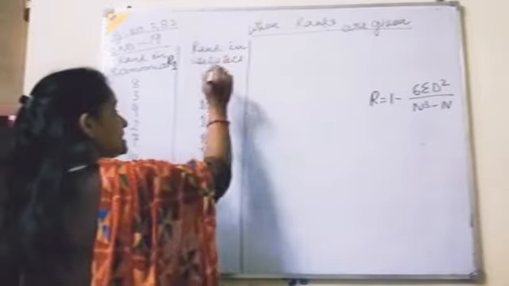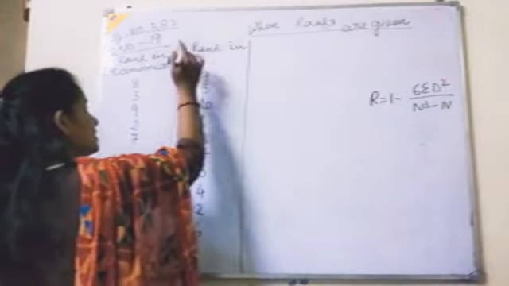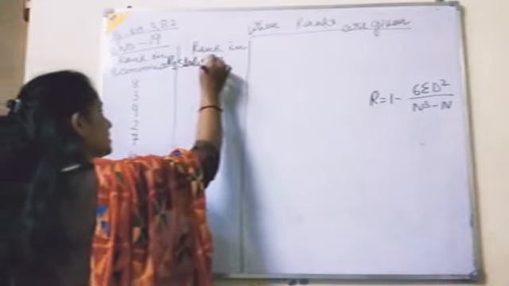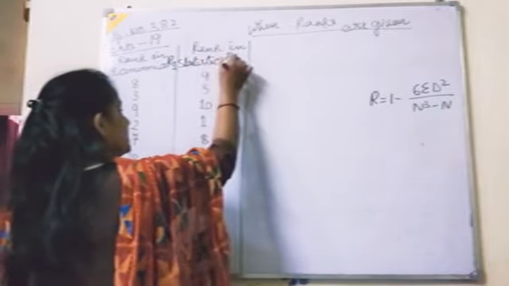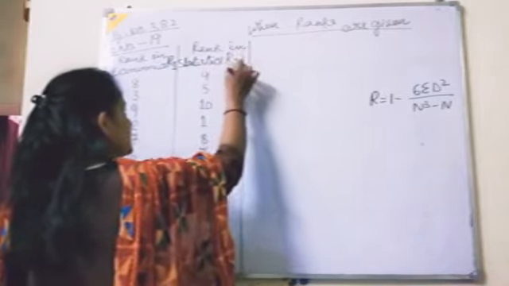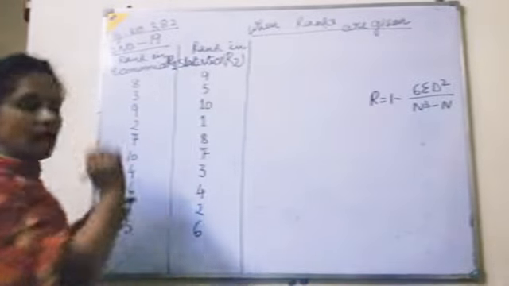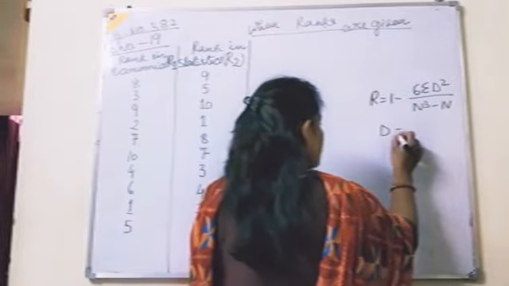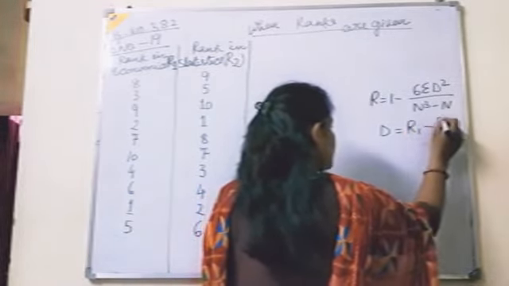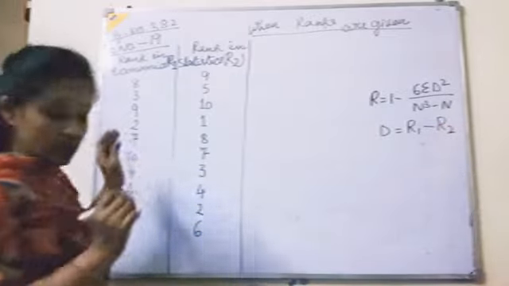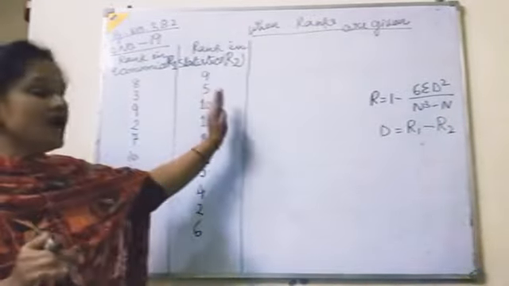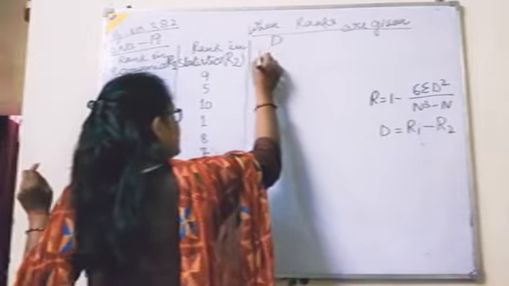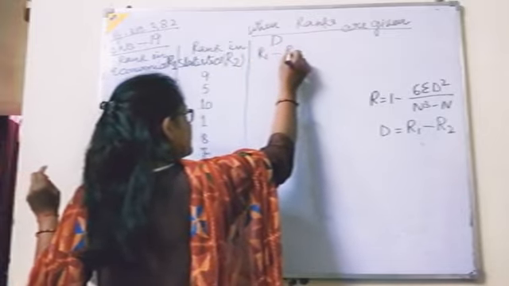And rank in statistics will be R2. So we have R1 and R2. First we'll calculate D. What is D? I told you the formula of D. D is equal to R1 minus R2. R1 and R2 will help us to calculate D, and the formula of D is R1 minus R2.